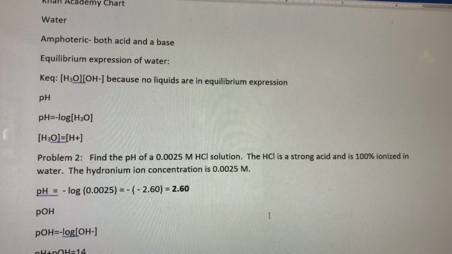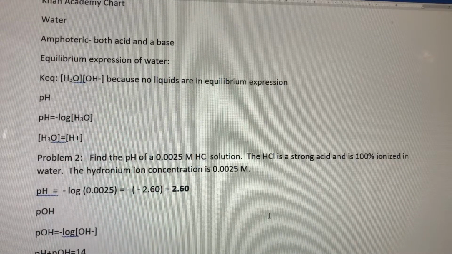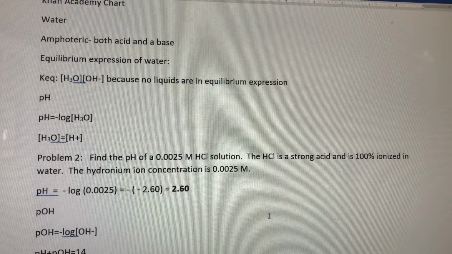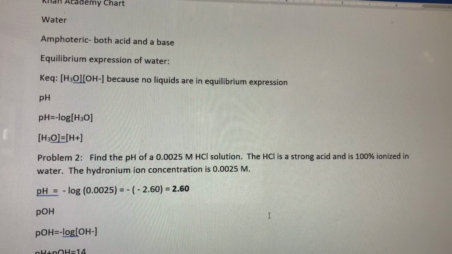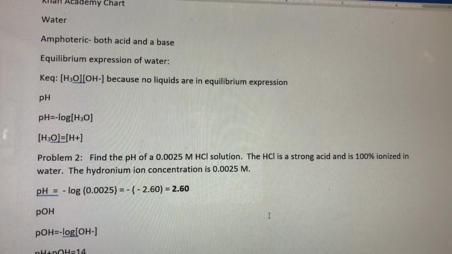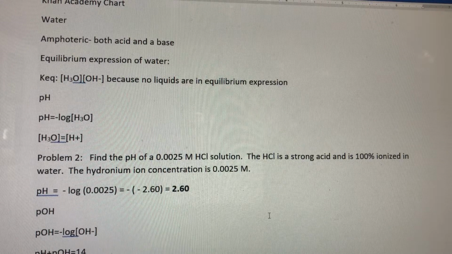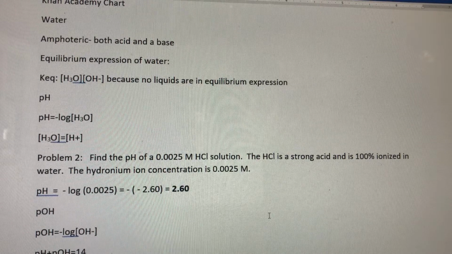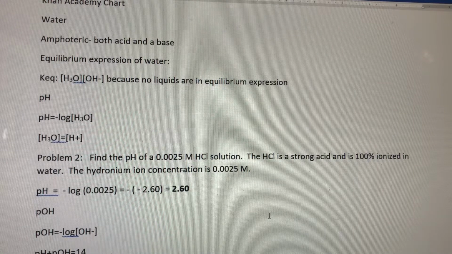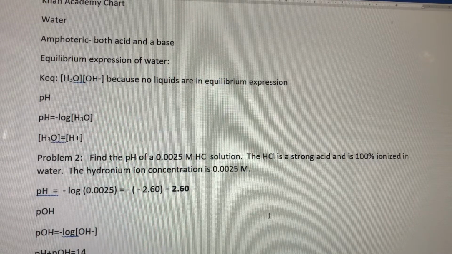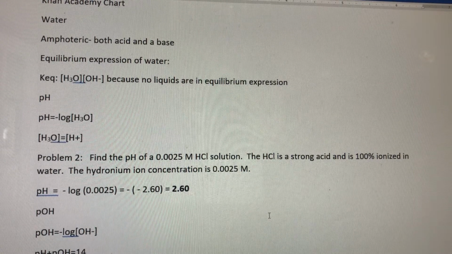So next we're going to talk about water. It's important to know that in acids and bases, water can be used as an acid and it can be used as a base, and therefore it is known as amphoteric. So it's both an acid and a base. When a substance can be used as both, it's amphoteric.